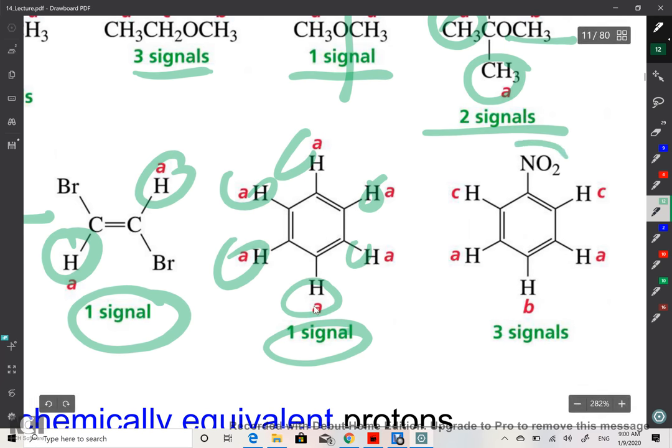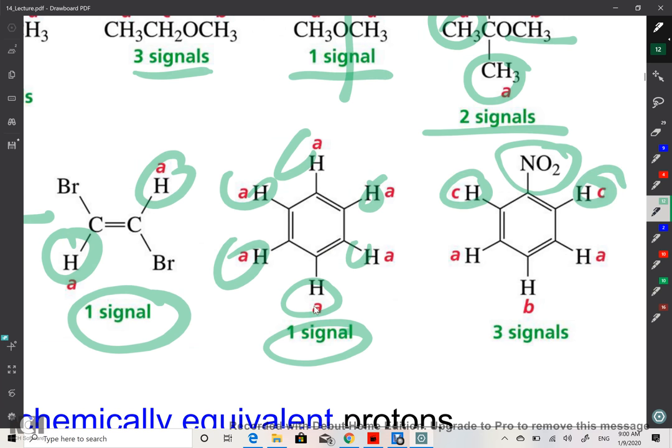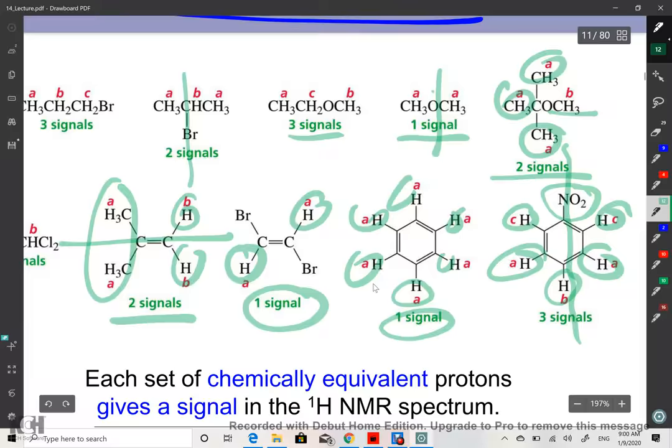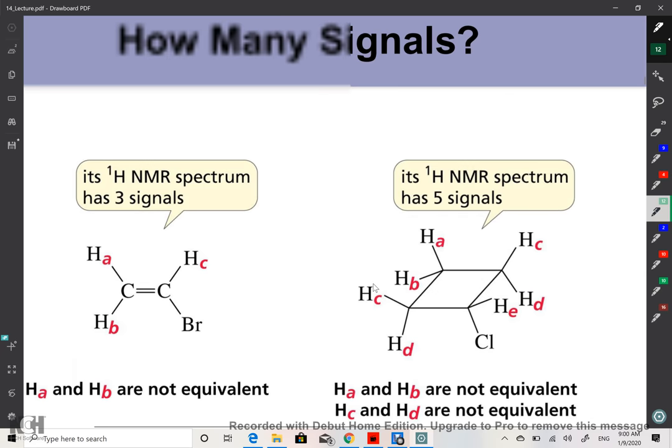But once you put a substituent, once you put a group, it changes the environment. In this case, you will see three signals. C, because they are closer to the NO2, will produce one signal. This one is the farthest away from that NO2. It will produce its own signal because the environments are different. I want you to be able to see that. And the A's will be the same environment, because in this case, you cannot break a symmetry like that. So that's what we refer to as chemically equivalent protons. That gives you the number of signals in the spectrum.